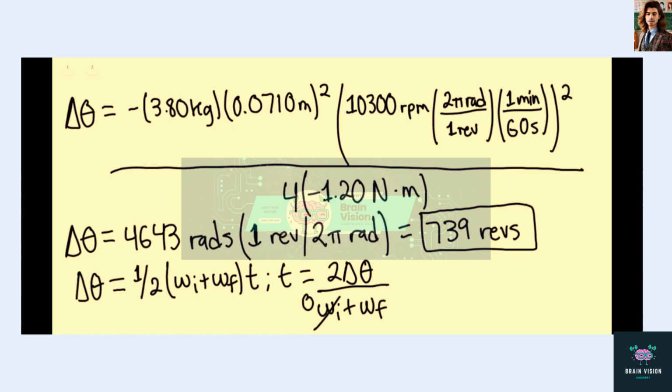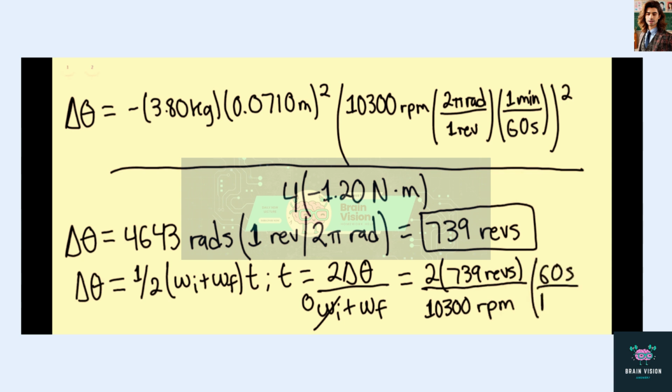And let's solve. So 2 times 739 revolutions divided by 10,300 revolutions per minute. And then we're going to multiply this by 60 seconds for every 1 minute. And we obtain a time equaling approximately 8.61 seconds. So this would be the time taken for the rotor to come to a stop.